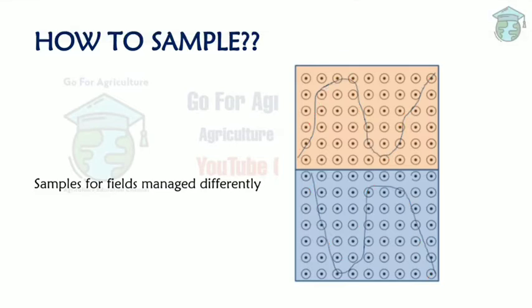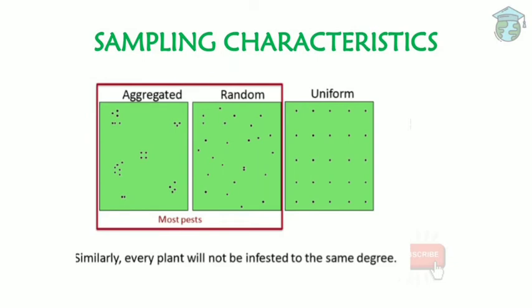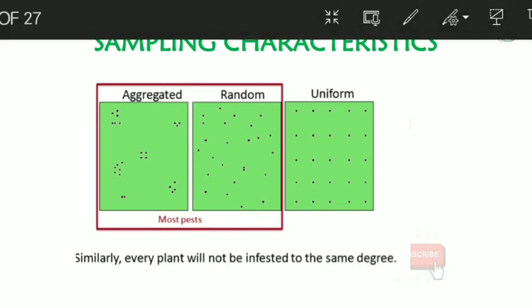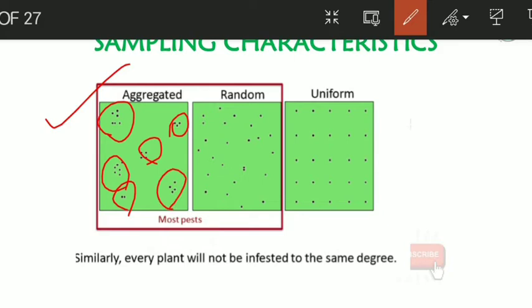Next is sampling characteristics. If you know the characteristics of an insect, you will know how to sample. The main characteristic of insects is the aggregated form. They will be in groups at different places. In this picture you can see they are in different groups. In a language you understand, they will be with their best friends in a group at different spots. This aggregated form is called clumped.